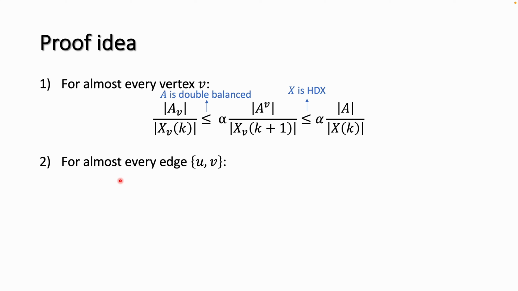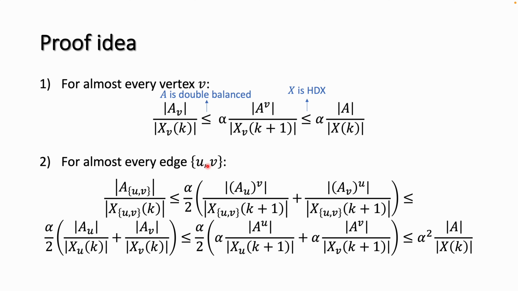If we want to show that it's also sparse on the edges, for almost every edge we have a bit more complicated inequality, but let's move step by step. We look at the localization of A to some edge UV. That's what we are interested in. By the double balance property, we know that it's bounded by alpha times an average: alpha over 2 times the localization of A to the vertex U and then restricted to V, plus the localization to V and restricted to U. That's by the double balance property.